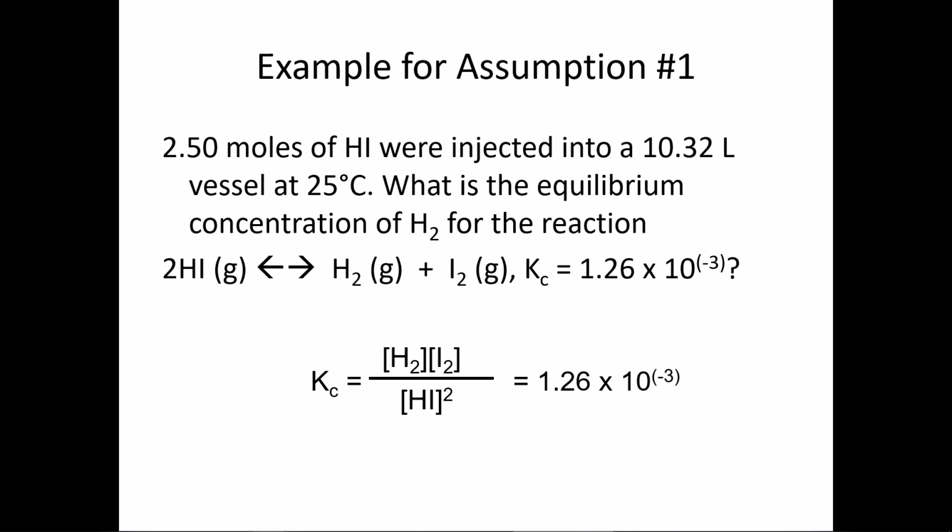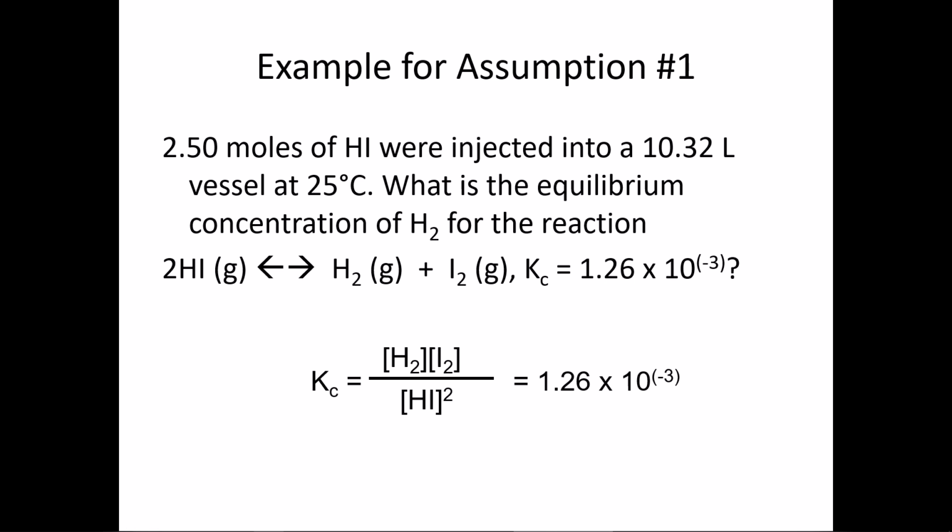Alright, so we're going to look at assumption 1, looking for perfect squares. Here's our example: 2.5 moles of HI injected into 10.32 liters at 25 degrees Celsius. What is the concentration of H2 at equilibrium? Here's our balanced chemical equation, so we have that part. We know the K value, so we have that. And here's our expression for Kc: H2 times I2 over HI squared, set equal to the K value. So how do we find out how much H2 we have?